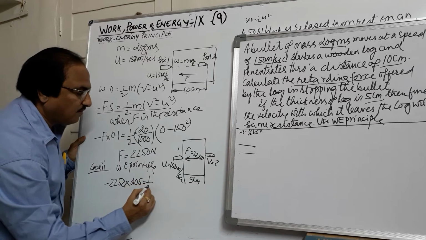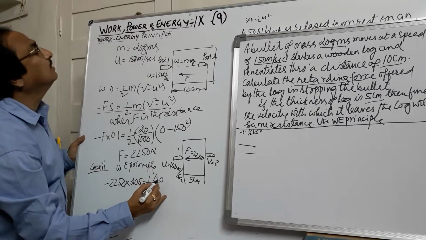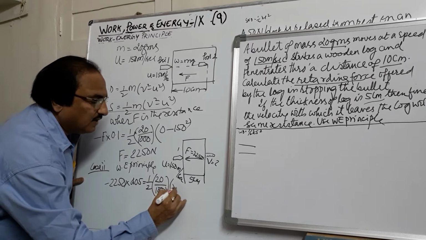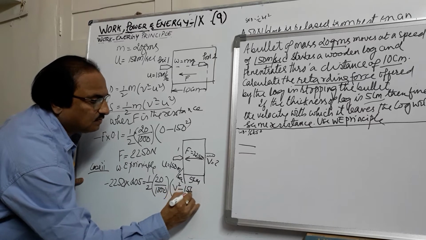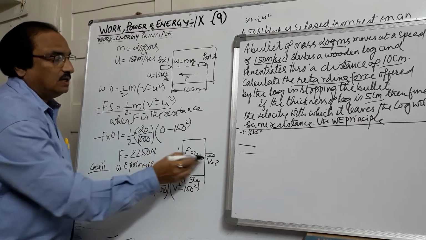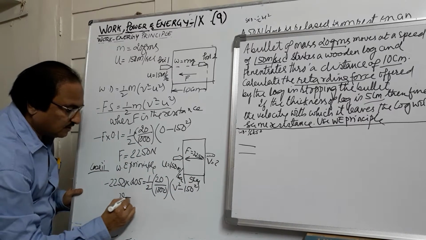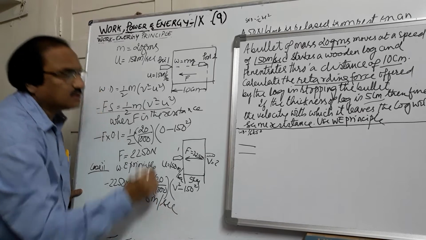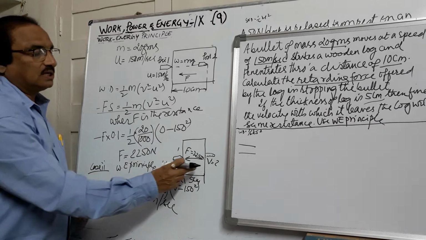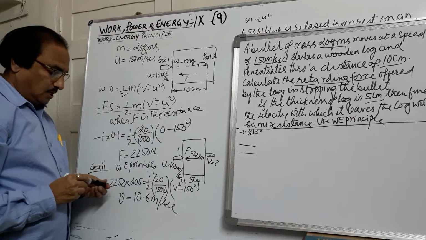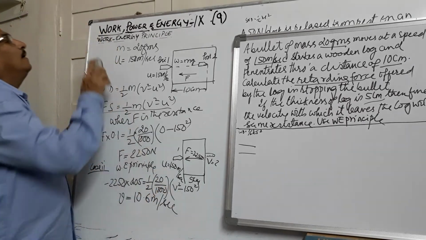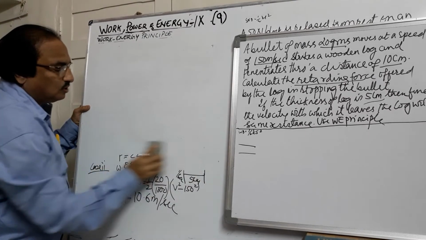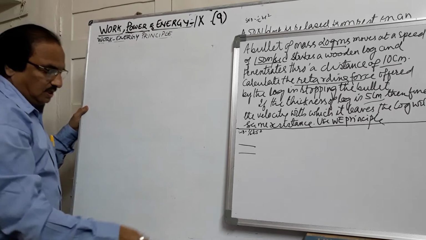Must be equal to half of M, 20 grams divided by 1000 for kgs, into V square, we want the final velocity, minus the initial velocity 150 square. So if you simplify this, the velocity with which it will be going out from the other side is 10 meter per second when it leaves the wooden log, because the thickness of the wooden log is less than 10 centimeters. So this is one type of problem that you come across. Resistance remains same in both the cases. That we make use of in solving the problem.